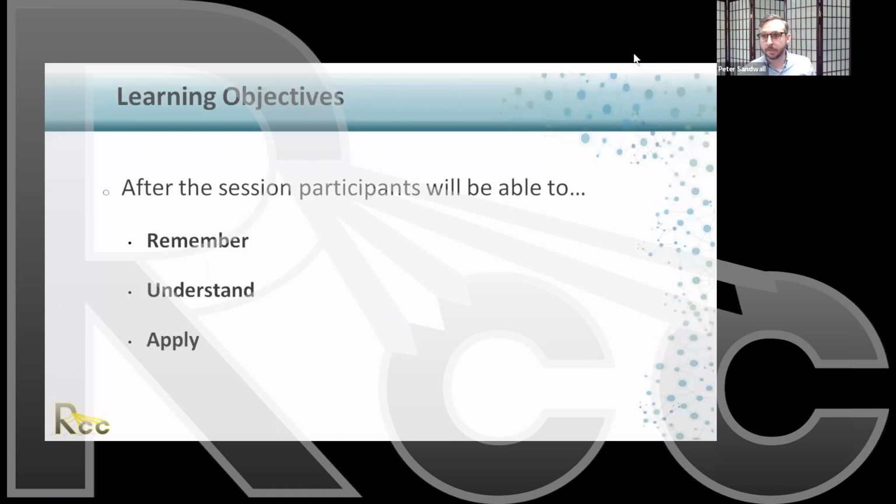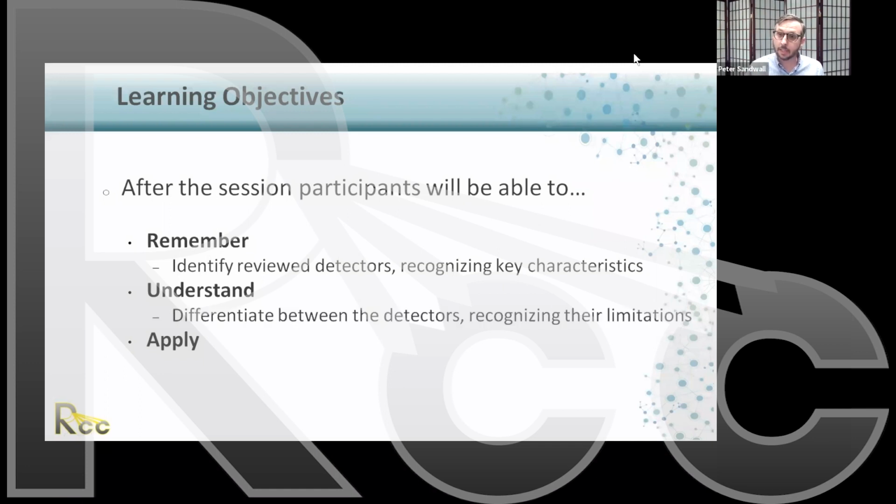I have some learning objectives. I've broken them down into 3 classifications. These are different levels of thinking. So I want you to be able to remember, to understand, and apply. I want you to remember the detectors that we cover, recognizing key characteristics. That's the first order of thinking. Then I want you to understand, to be able to differentiate between the detectors by recognizing their limitations and their advantages. And then the real purpose of any education or any kind of learning is to be able to apply it. So I want you to be able to choose the appropriate detector for the desired measurements. So with your understanding and recall, you can apply this in practice.